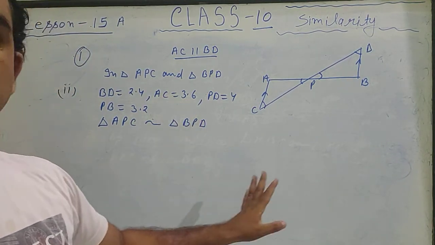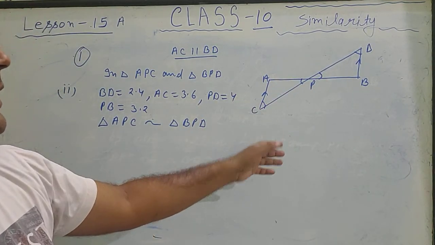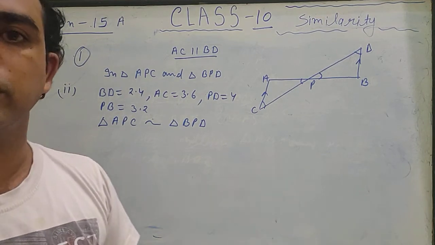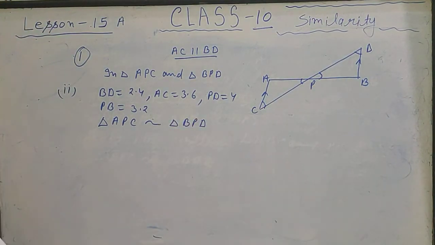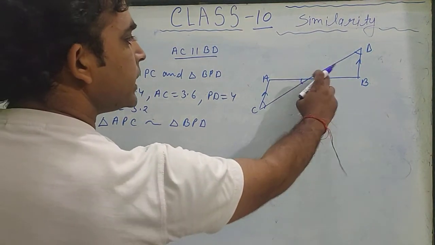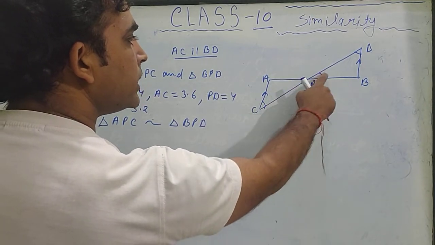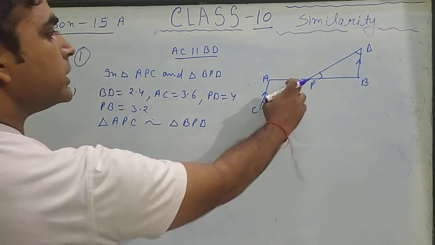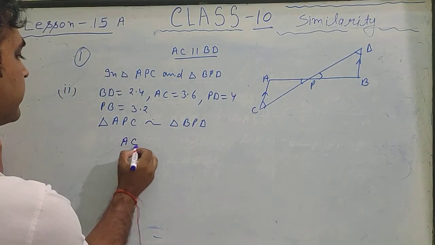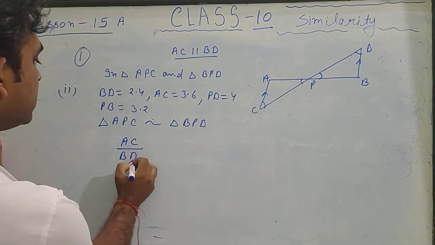So in the first part we proved that both triangles are similar to each other. If triangles are similar, then the corresponding ratios will also be equal. Means if two triangles are similar, then the ratio of their corresponding sides will be the same. This vertically opposite angles are equal, so these two angles are equal, and their opposite sides will be in the same ratio. So what is the opposite side of this, AC, and the opposite side of this is BD.